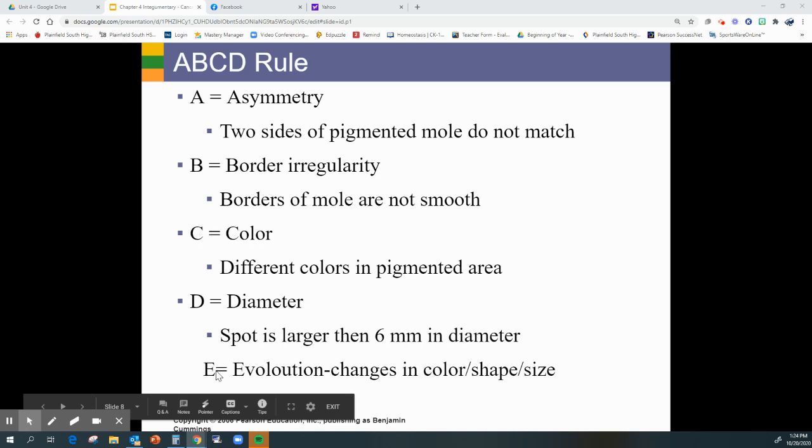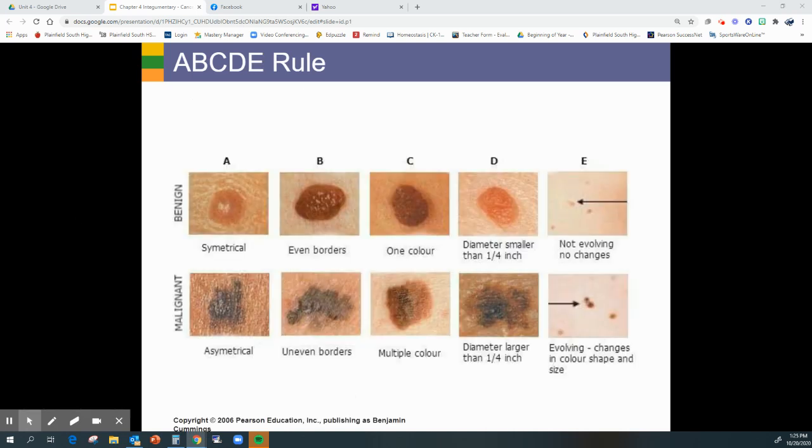And some individuals actually even throw in a final letter E, which is called evolution. So is there any change in any of these that we just looked at before? So is there a change in color? Has it gone from more of a skin tone to a darker color? Has the shape changed? So was it once pretty regular in shape and size, and now it's different? And then obviously if it's gotten bigger over time.